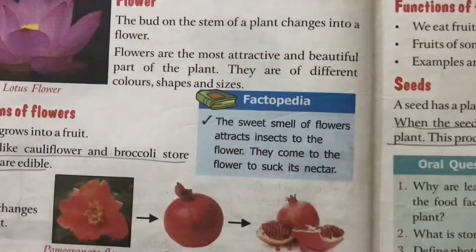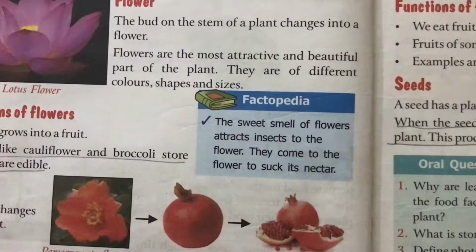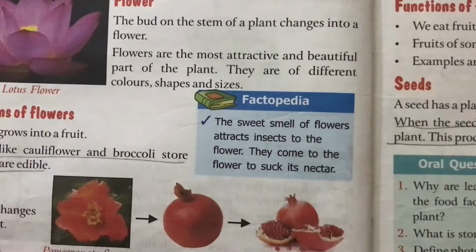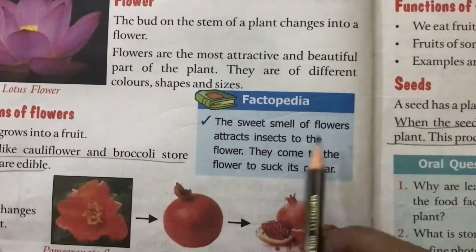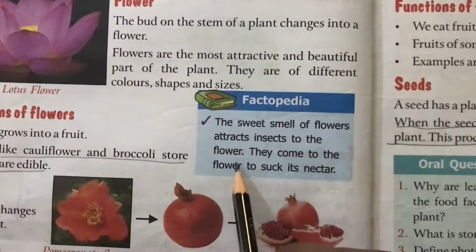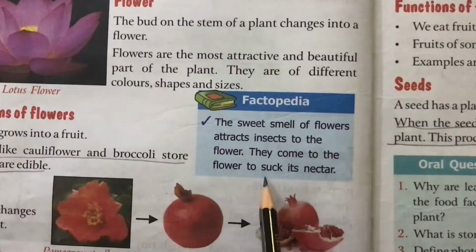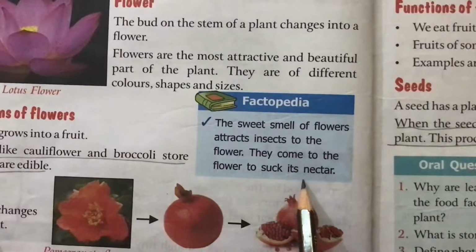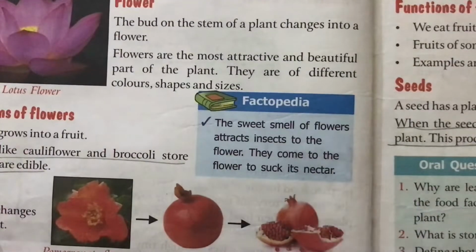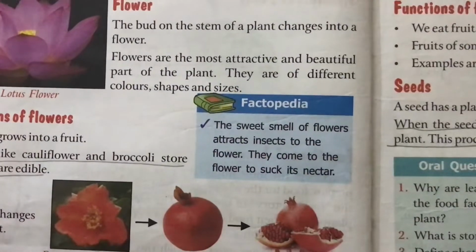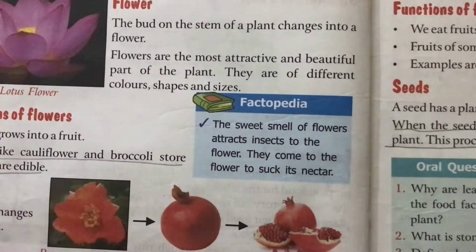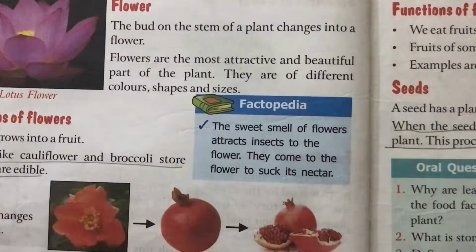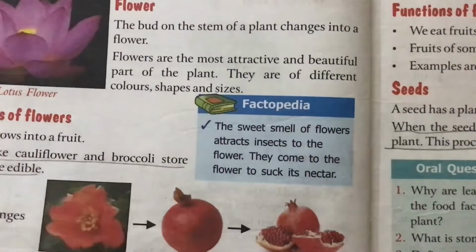Now children, as I have told you, you have to study Factopedia also. Okay. The sweet smell of flowers attracts insects to the flower. They come to the flower to suck its nectar. Okay, children, like butterflies and many more insects. They sit on the flowers and they suck nectar.